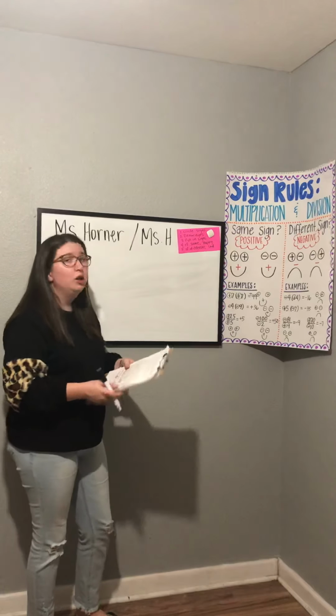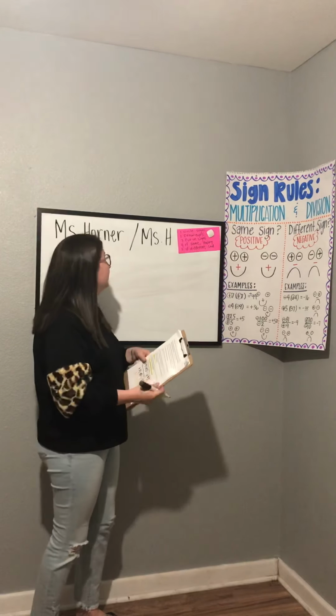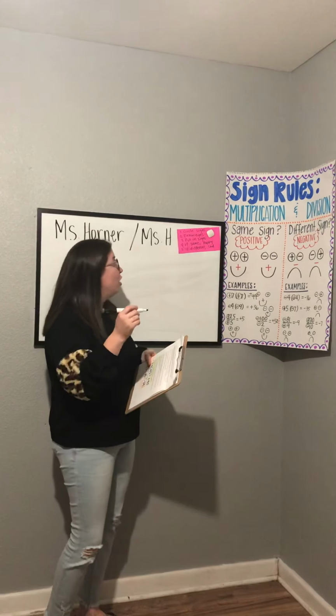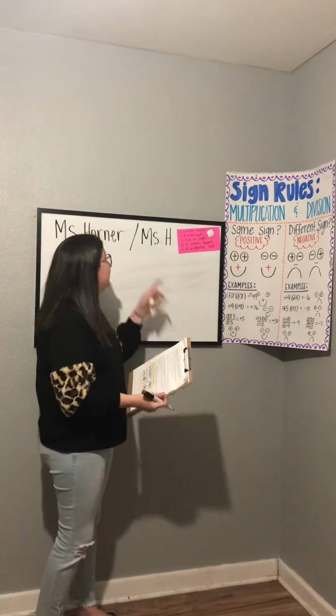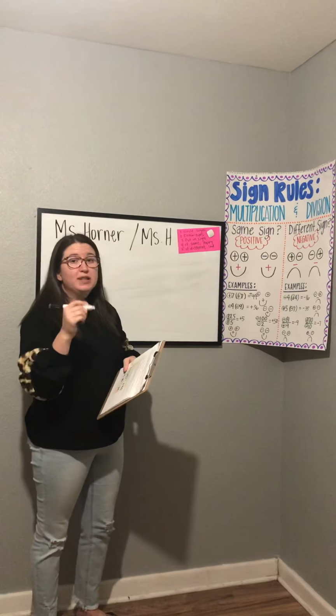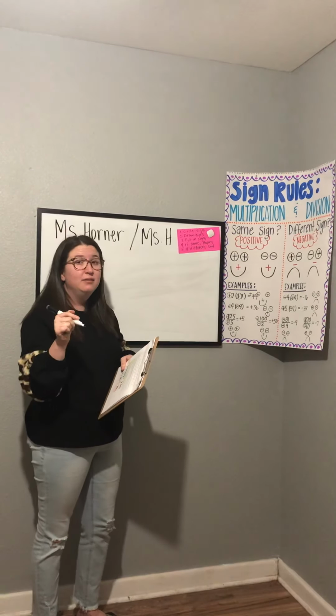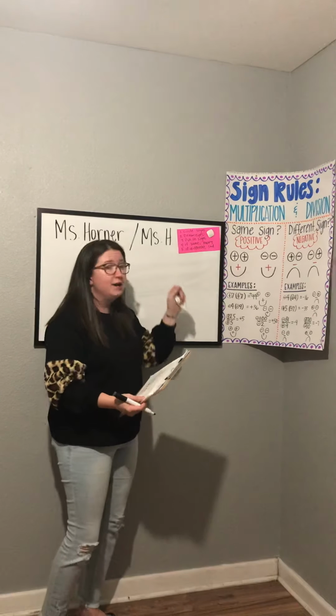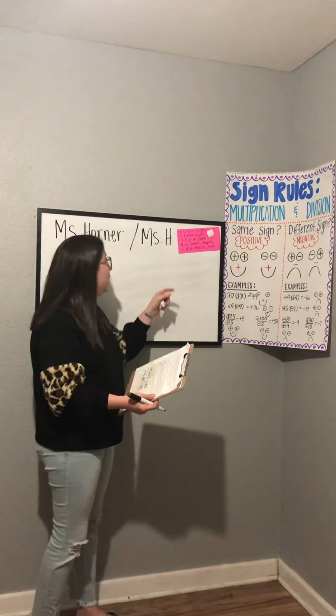Step number 1, we're going to circle our signs. Step number 2, we're going to draw our eyeballs. Step number 3, we put the signs in our eyeballs. So if there's a positive number, we put a positive in the eyeball, okay?